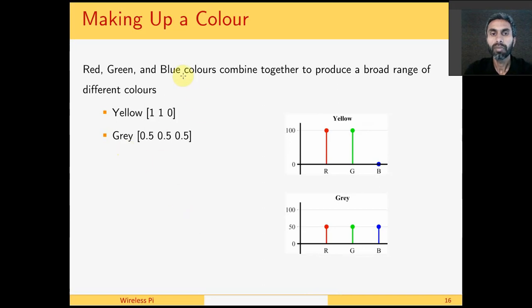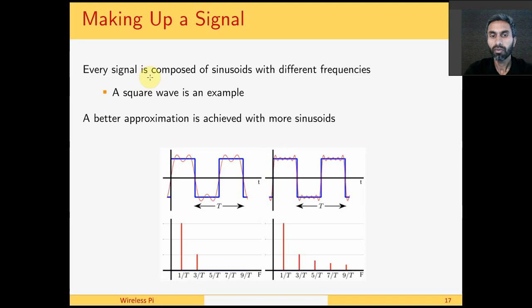Brushing up on our basic knowledge, we know that red, green and blue colors combine together to produce a broad range of different colors. For example, a yellow color is given by 100% of contributions from red and green. On the other hand, a gray color requires equal contributions from all three colors. Similarly, a signal is made up of complex sinusoids.